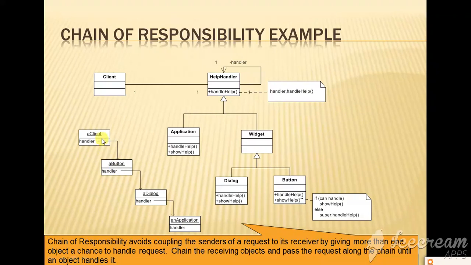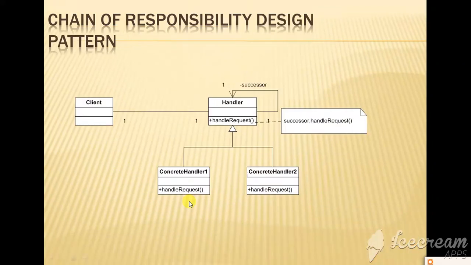So this chain will be going one by one. The client will give the operation to the handler, and then it has to go to the button, then to the dialog, and then to the application, like this. So if it can handle, show help, else super handle is there. So the chain receives the objects and passes the request along the chain until it is handled. So this is avoiding coupling the senders of the request. These are the various requests coming from the clients, and then you have to handle all the requests with respect to the chains.